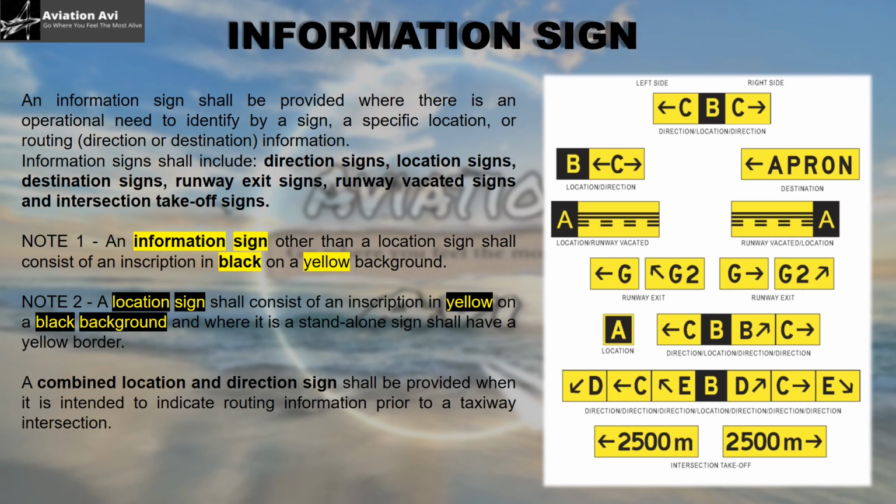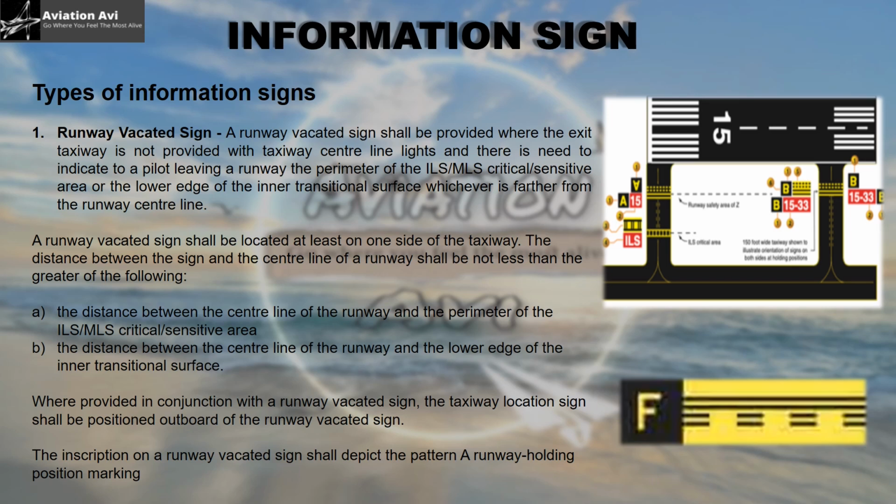Further, a combined location and direction sign shall be provided when it is intended to indicate routing information prior to a taxiway intersection, like we demonstrated with this sign, but we will be looking into it in further details in the coming slides. Types of information sign. Runway vacated sign.